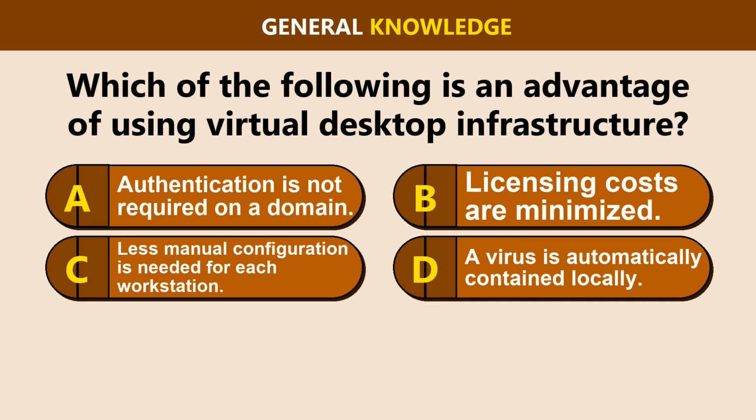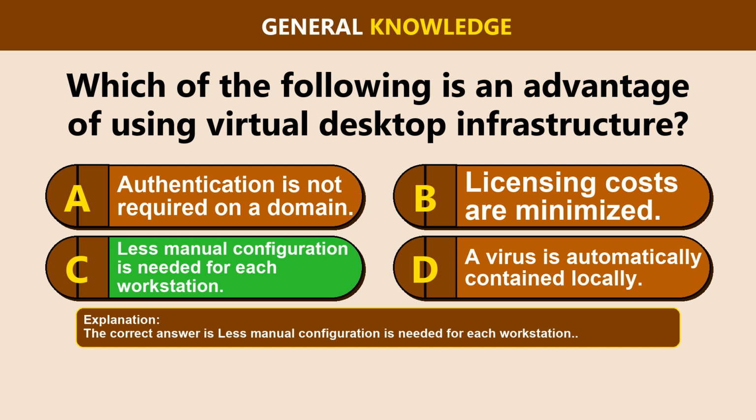Question 39. Which of the following is an advantage of using virtual desktop infrastructure? Option A, authentication is not required on a domain. Option B, licensing costs are minimized. Option C, less manual configuration is needed for each workstation. Option D, a virus is automatically contained locally. The correct answer is option C, less manual configuration is needed for each workstation.